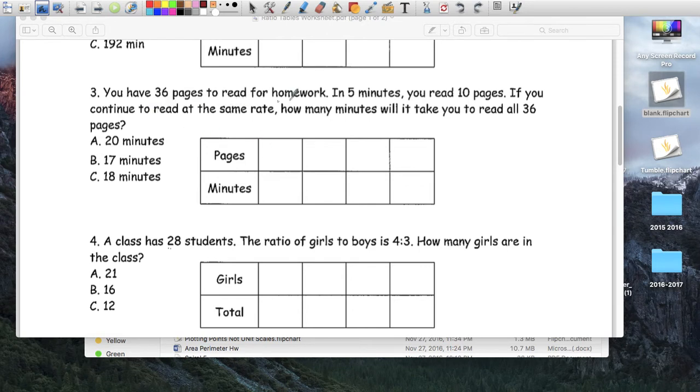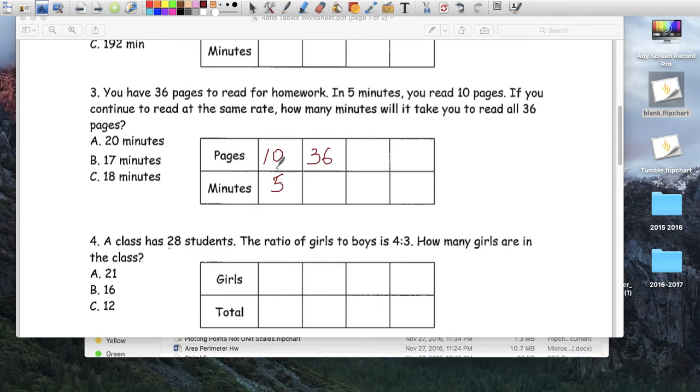So you have 36 pages to read for homework. In 5 minutes, you read 10 pages. So I know that's my relationship. 5 minutes, I can read 10 pages. I know that. That's a given. You have to continue the same rate. How many minutes will it take to read all 36 pages? So I want to know how long it will take for this to happen. Okay? Now, this one is pretty easy. Okay, let's do that before we do A and B and C.